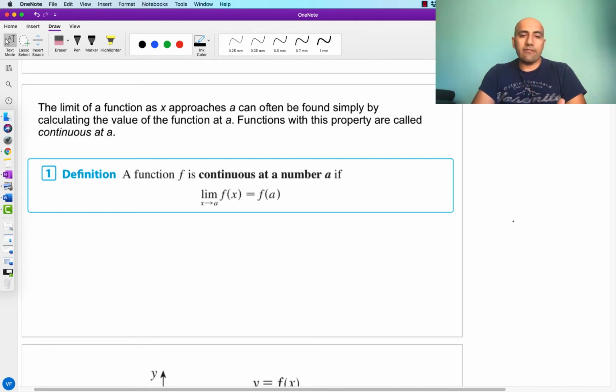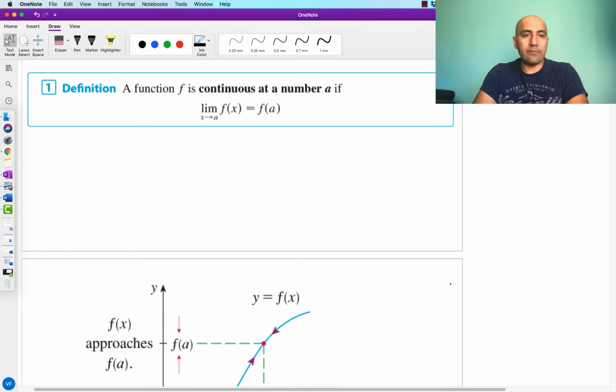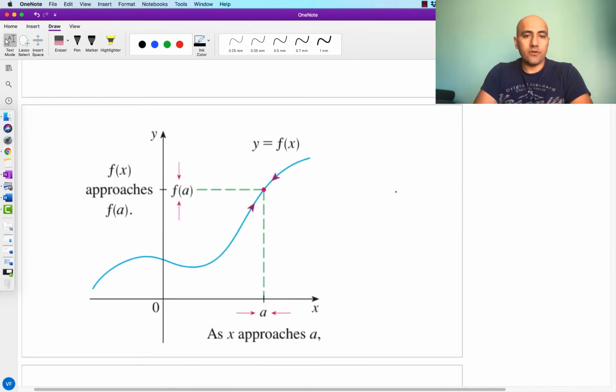A function f is continuous at a number a if the limit as x approaches a of f of x equals f of a. Okay, so there's our formal definition, and we can have a nice pretty picture to go along with that. Here in this case, the blue one is our function f of x, and we're considering what happens in a neighborhood around a.